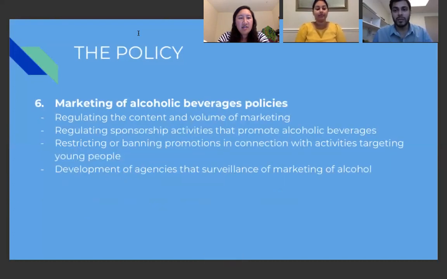The 6th target area is marketing of alcoholic beverages policies. Want to regulate the content and the volume of marketing, regulate the sponsorship activities that promote alcoholic beverages, restrict or ban promotions in connection with activities targeting young people, and develop agencies that conduct surveillance of marketing of alcohol.